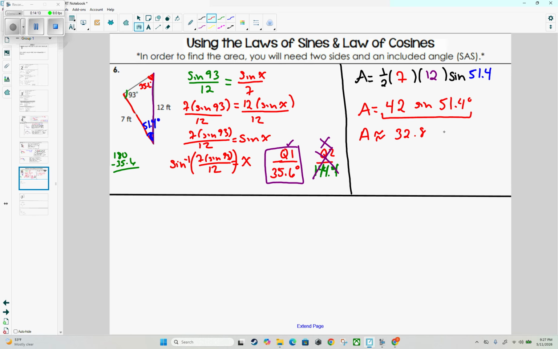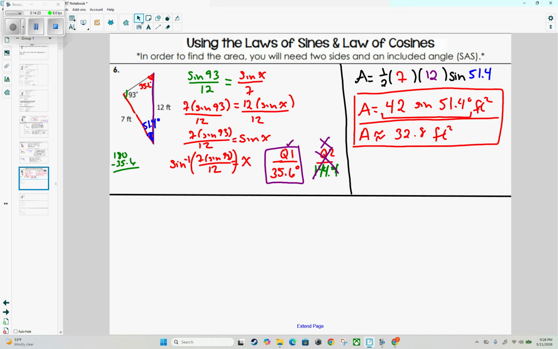And I should put my unit measurements, that is feet squared, on both the exact and the approximation. So having to use law of sines in order to figure out the area of a triangle, let's have you do 7 and 8. Those both use law of sines. Check to see how well you did with those, and then we'll come back and use law of cosines.